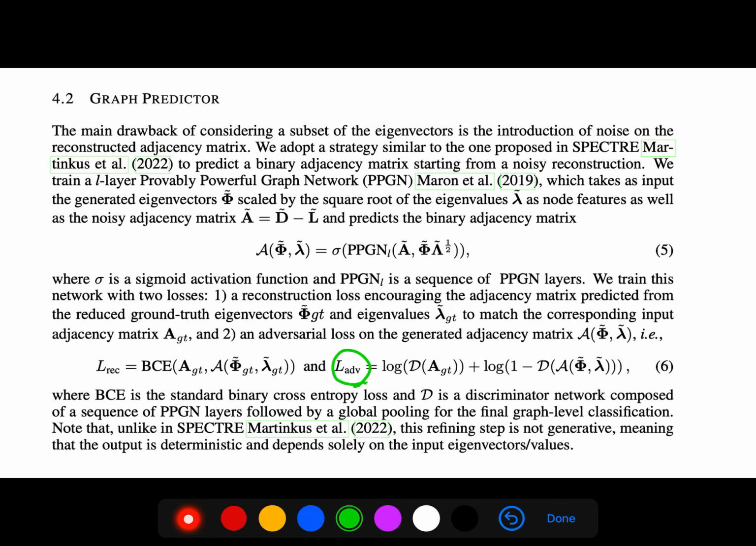So the adversarial loss in this paper is the loss that you're familiar with. And we also have reconstruction loss. This reconstruction loss encourages the adjacency matrix predicted from the spectrum to be accurate. First of all, diffusion-based graph generation methods, 90% of the papers fix the adjacency matrix. They know that the scaffolding is fixed.